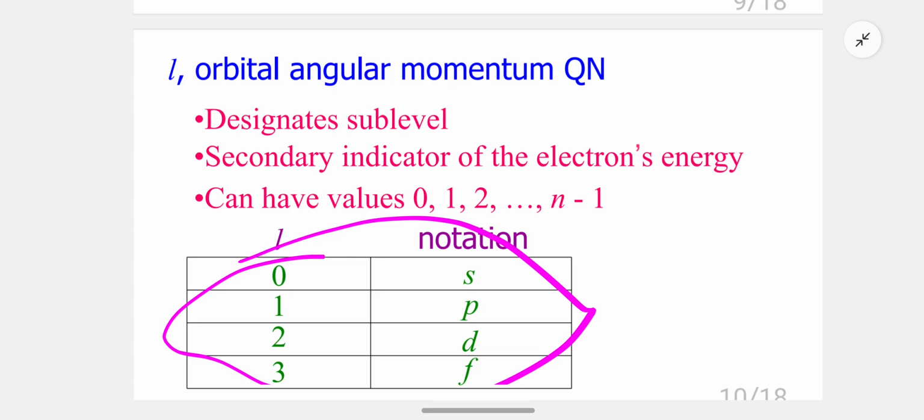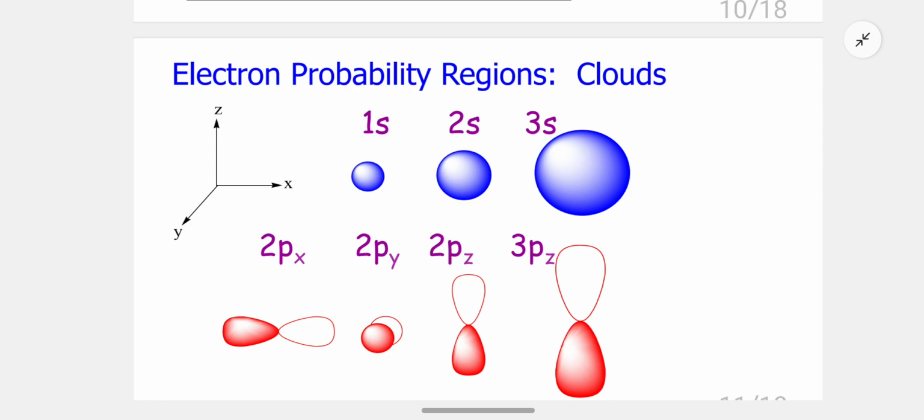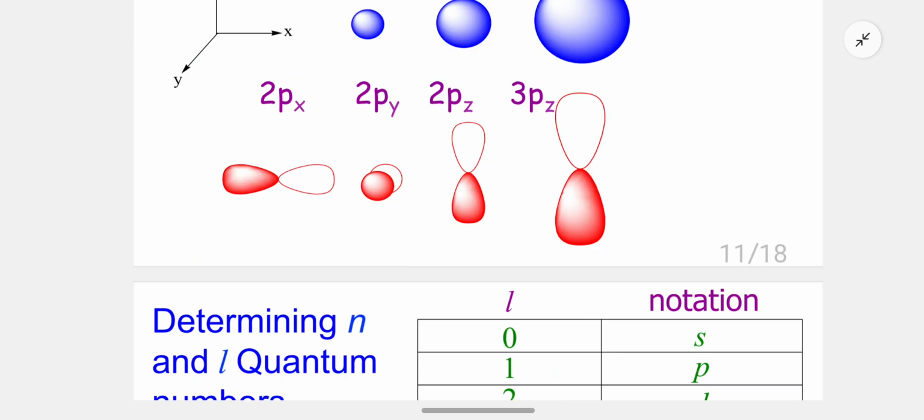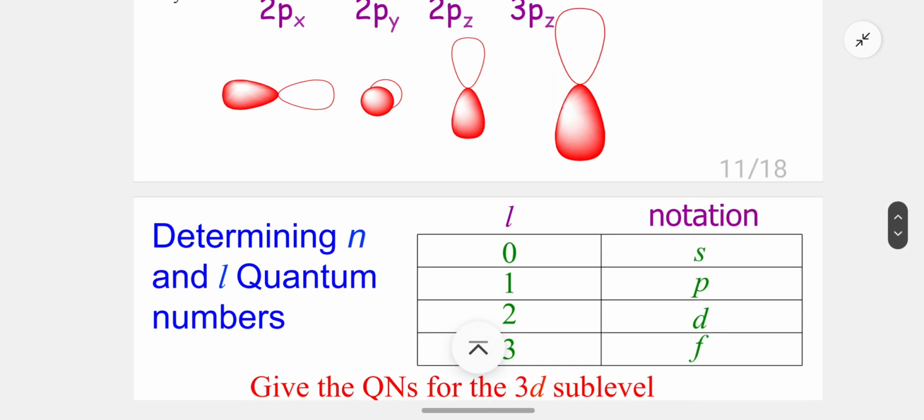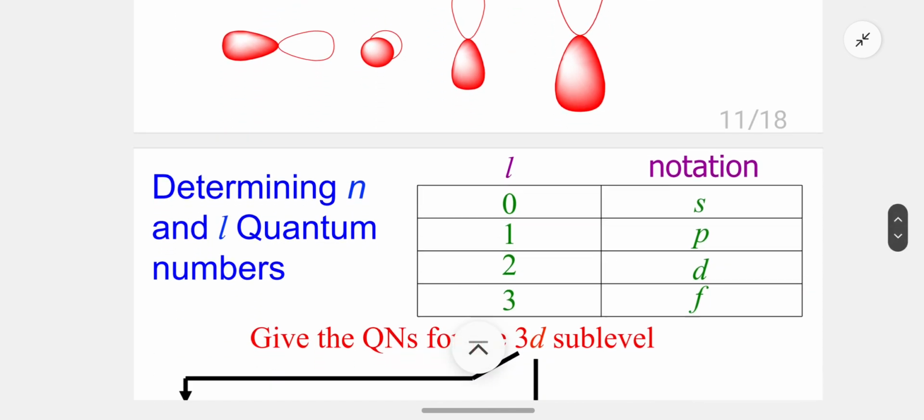Remember this table. It will be useful in the future. Also, in detail, we have electron probability regions known as clouds: 1s, 2s, 3s, which we will discuss in the next lecture, and 3pz, 2pz, 2py, 2px, which are three-dimensional. Furthermore, we will make a detailed note for determining the n and l quantum numbers.